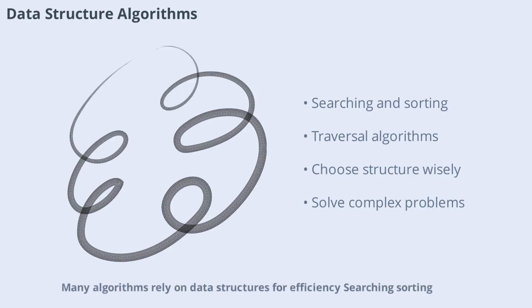Many algorithms rely on data structures for efficiency. Searching, sorting, and traversing data are common operations that benefit from the right structure. For example, binary search works best with sorted lists while breadth-first search is used with graphs. Mastering these algorithms will help you solve complex programming challenges.